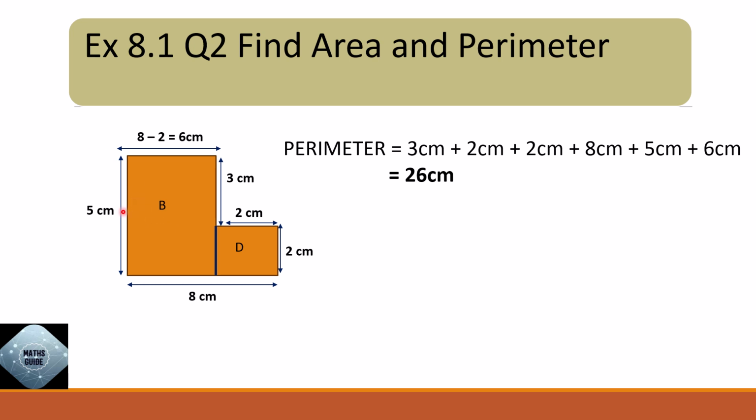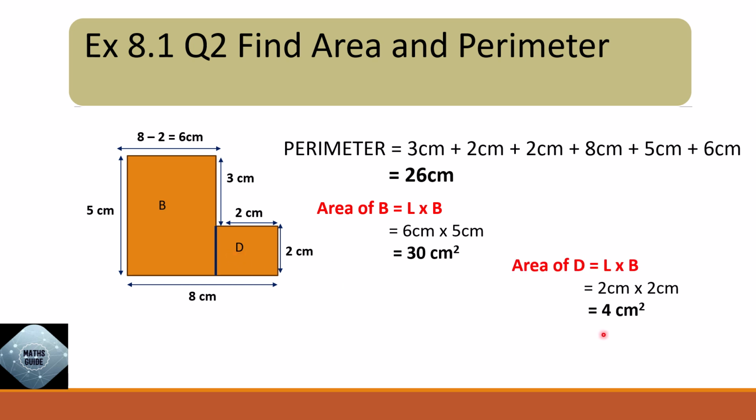For shape B, we have two dimensions, 5 centimeter and 6 centimeter. Now let's find the area of shape B, and we get 30 centimeter square. And for D, we get an area equal to 4 centimeter square. Now let's add them to find the total area of the shape. And we get 34 centimeter square: this 30 centimeter square and this 4 centimeter square is equal to 34 centimeter square.